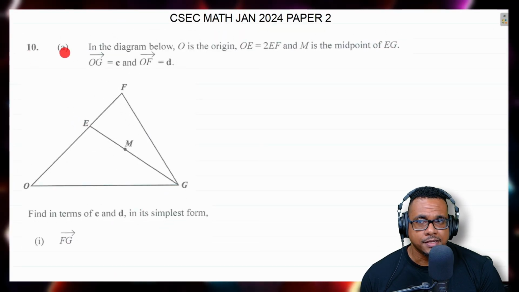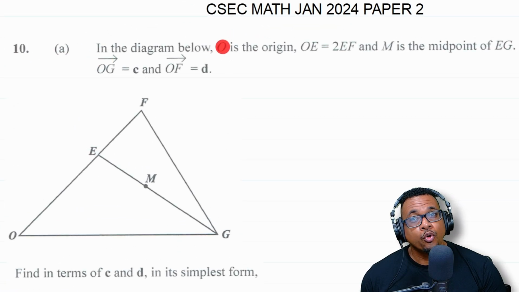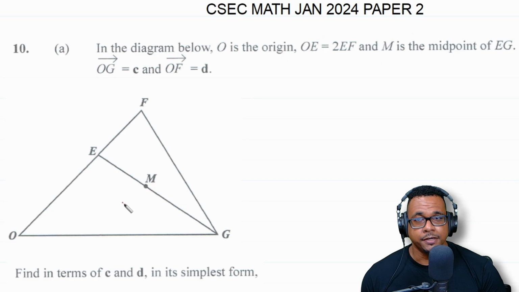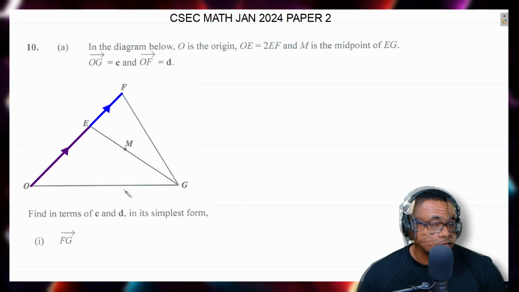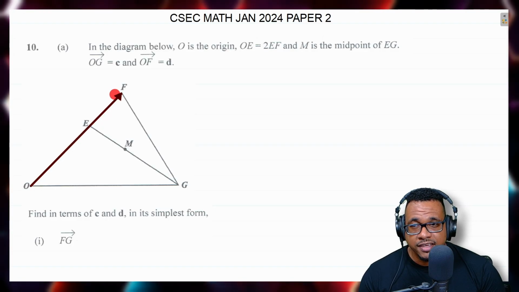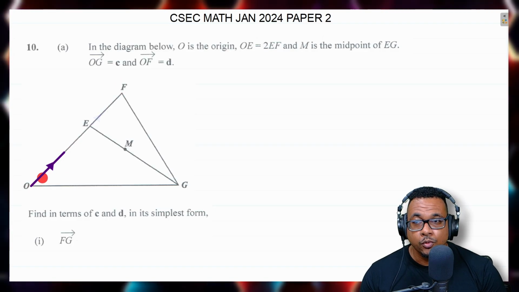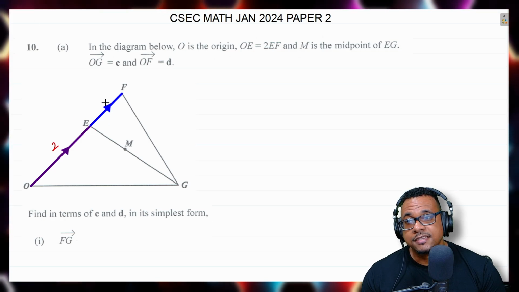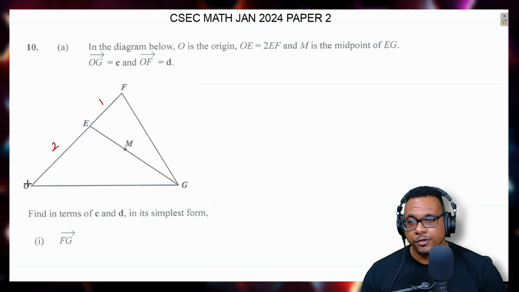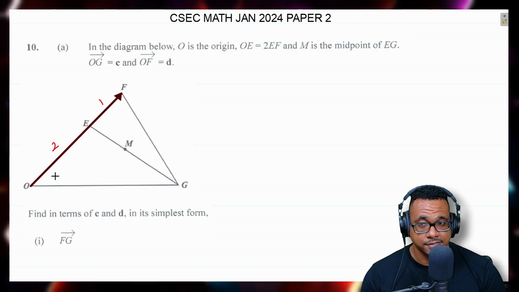So here we have question 10 part A. In the diagram below, O is the origin. We have O to E is equal to 2 times E to F. So the distance from O to E is equal to 2 times the distance E to F. So this distance is twice this distance. Now, if you really think about that, from O to F would be a whole, and from O to E will be 2 parts. So here will be 2 parts, and from E to F will be 1 part. And therefore, the whole thing from O to F will be 3 parts.